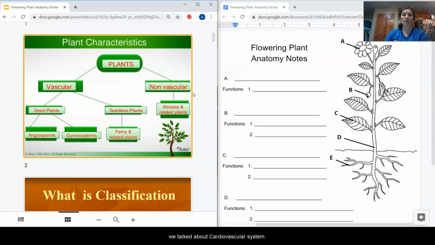So if you remember when we talked about cardiovascular system, your cardiovascular system was your heart and your blood and how your blood transports everything. So vascular just kind of means tube. So your cardiovascular system has veins and arteries. So a vascular plant is one that's going to have tubes in it. A non-vascular plant is one that's not going to have tubes in it.